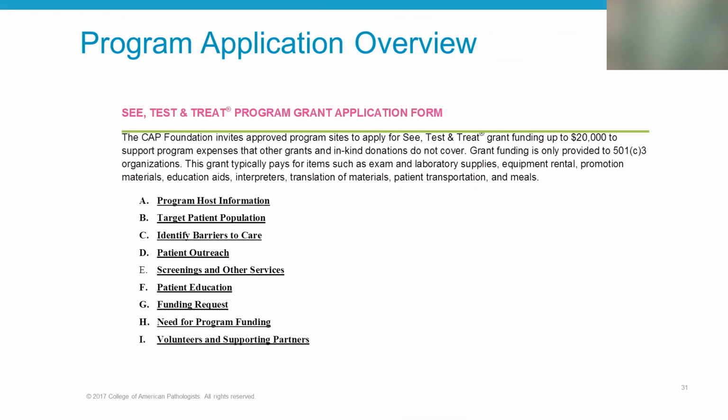The next step is the program application. The C-Test and Treat program application asks a series of questions pertaining to your program's target population. Why is there a need for a C-Test and Treat program? What barriers to care are faced by this group? How will you reach out to your target audience?